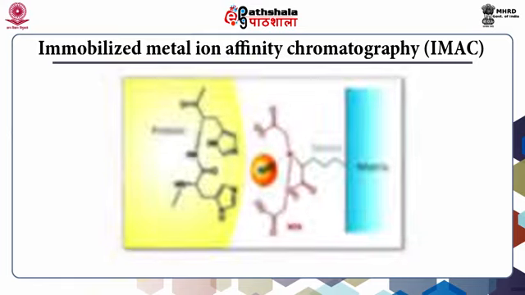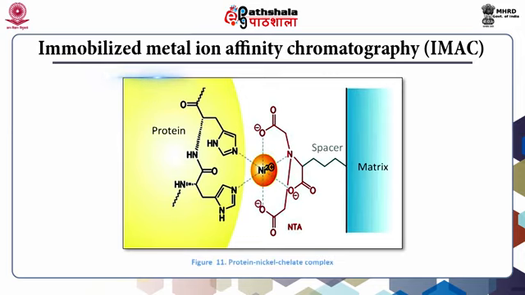The histidine residues of the recombinant protein of interest bind onto this column. The elution of the bound protein can be achieved by three different elution strategies: namely competitive elution, stripping elution and pH adjustment.